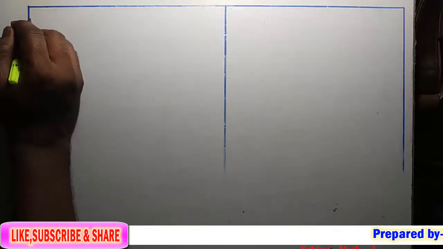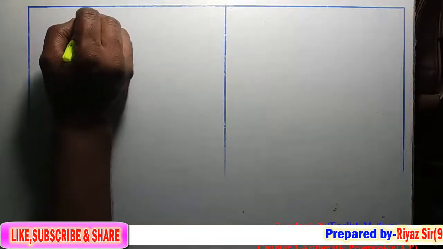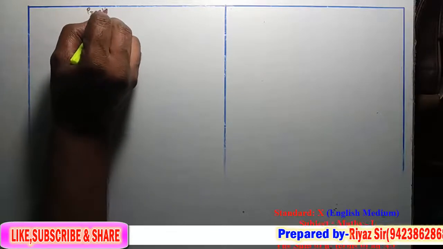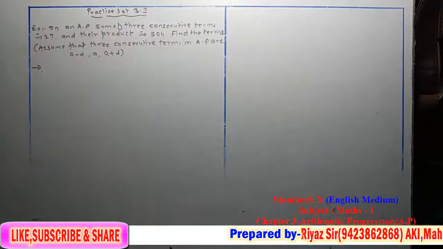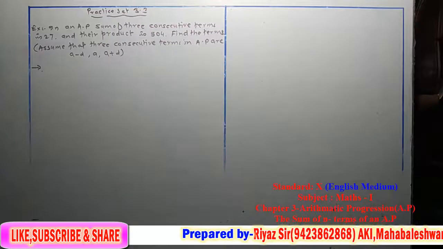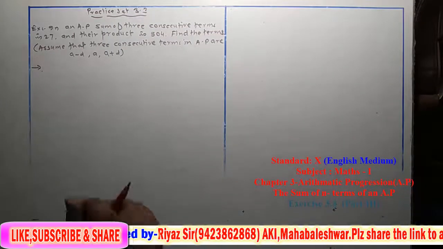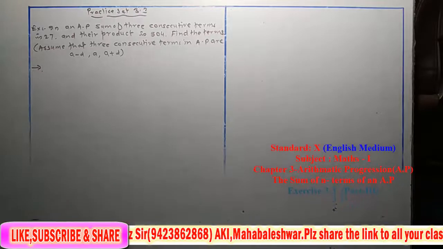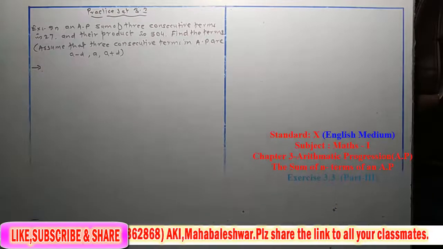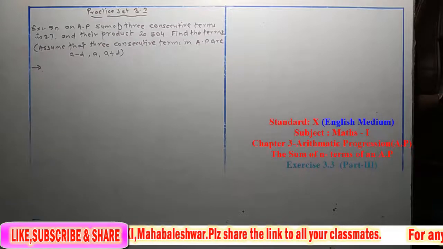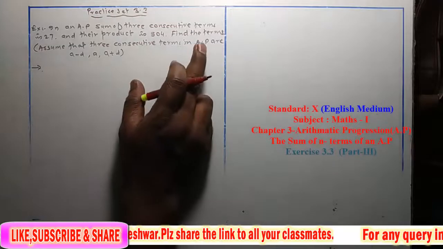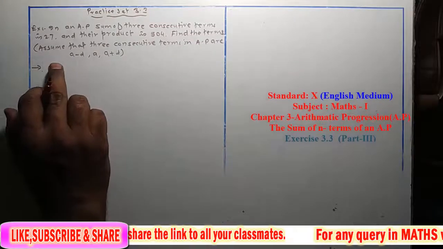Hello students. Now we'll see one more example from practice set 3.3. Now this is the example. In an AP, sum of three consecutive terms is 27 and their product is 504. Find the terms. Find the three consecutive terms in it. Okay. Now hint is given.